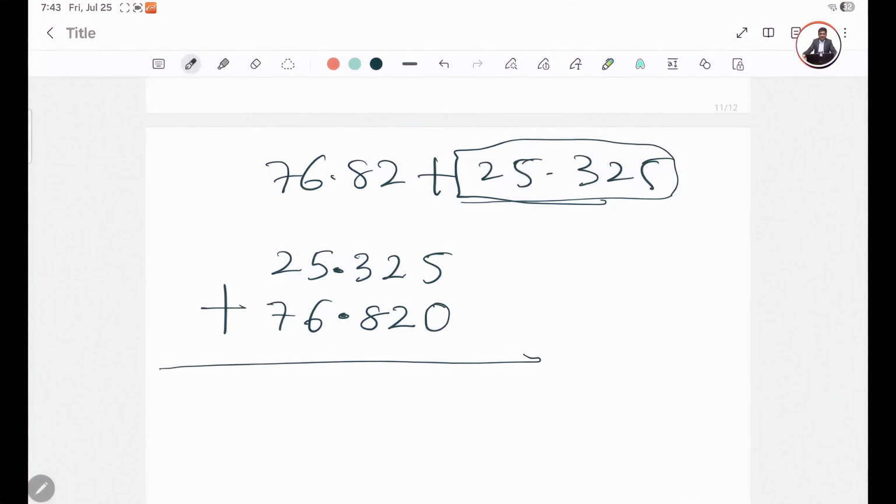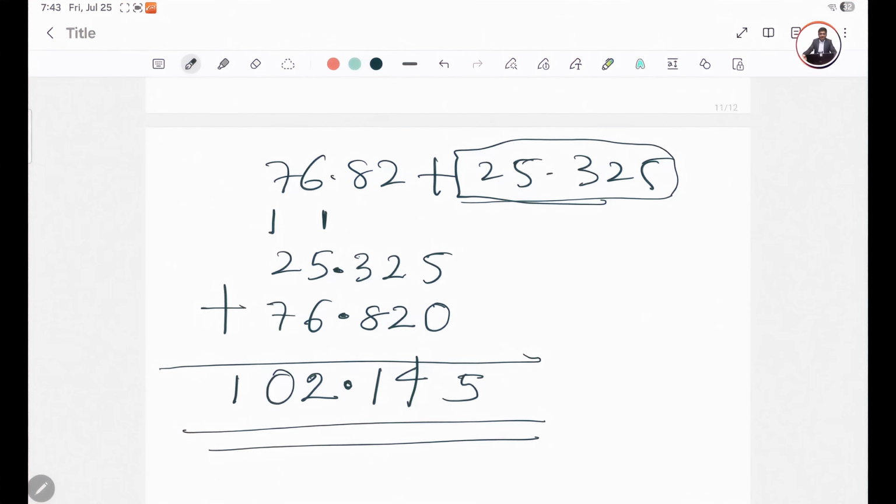So 5 plus 0 is 5. 2 plus 2 is 4. And 3 plus 8 is 11. We put 1 here, and then 1 goes to the other side. 5 plus 1 is 6. 6 plus 6 is 12. You put 2 in here. And then 1 goes to the other side. 2 plus 1 is 3. 3 plus 7 is 10. So the answer is this.